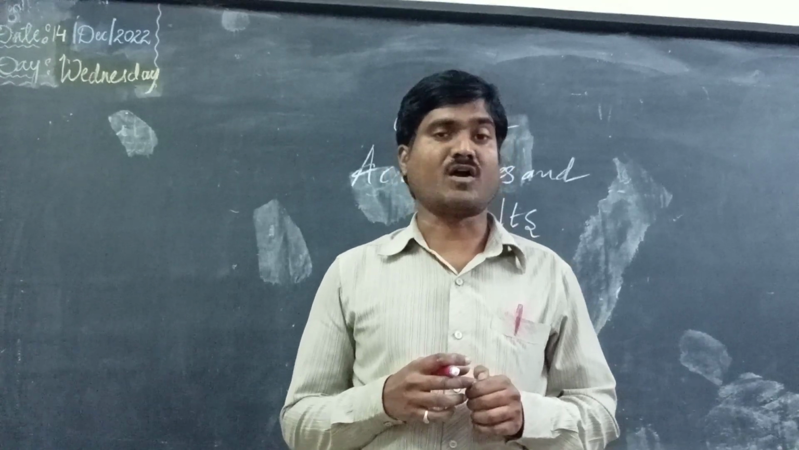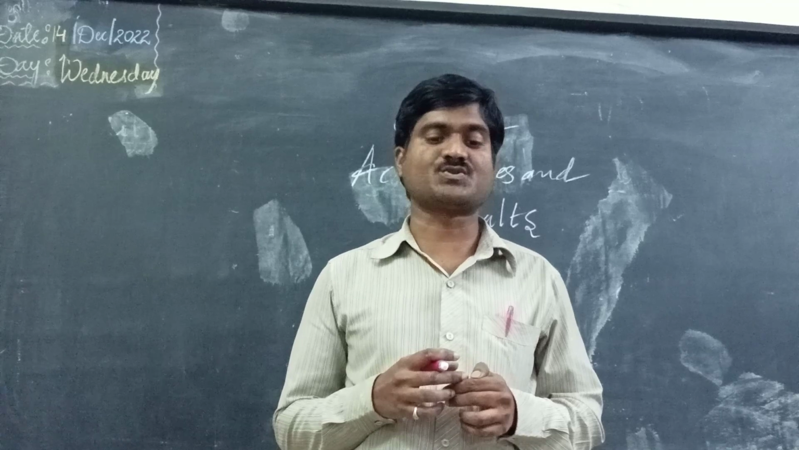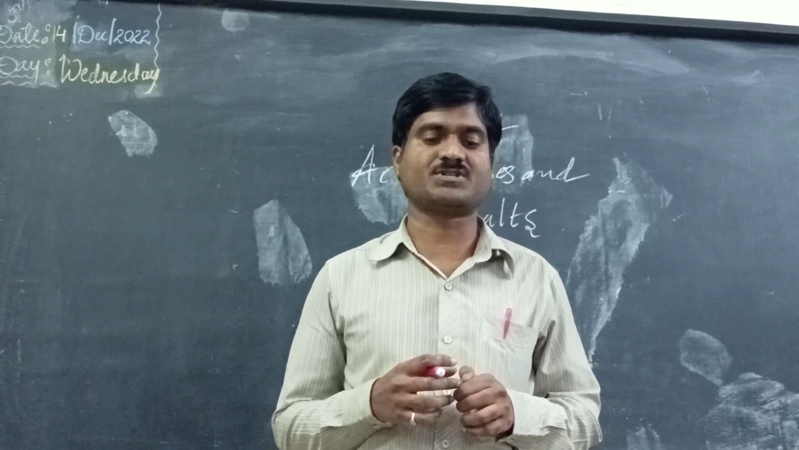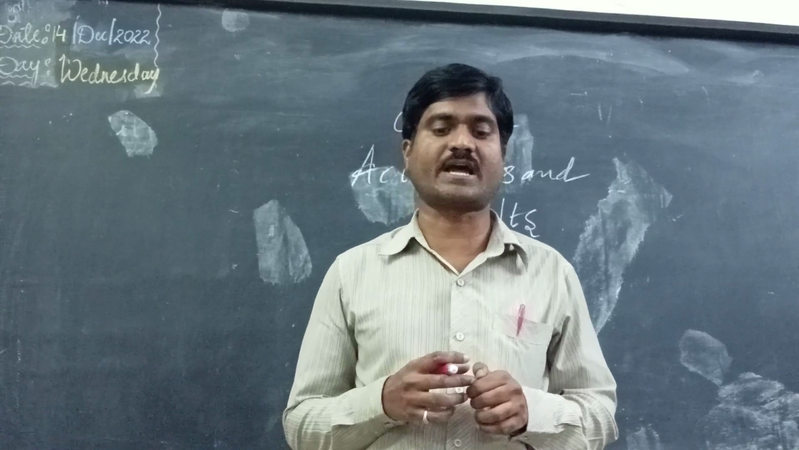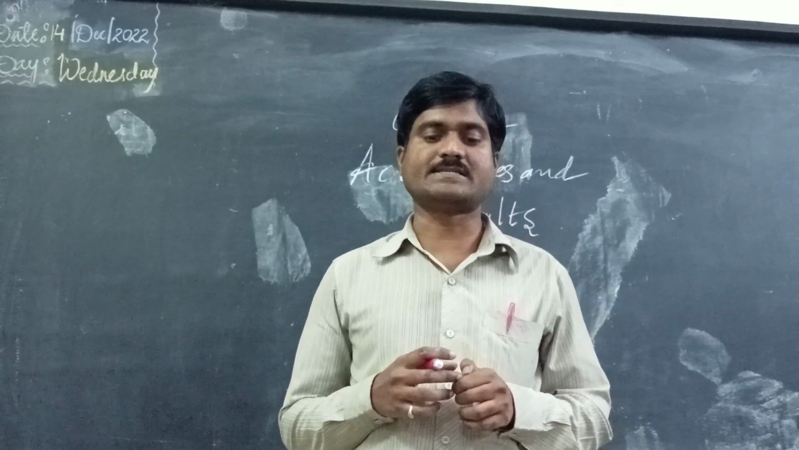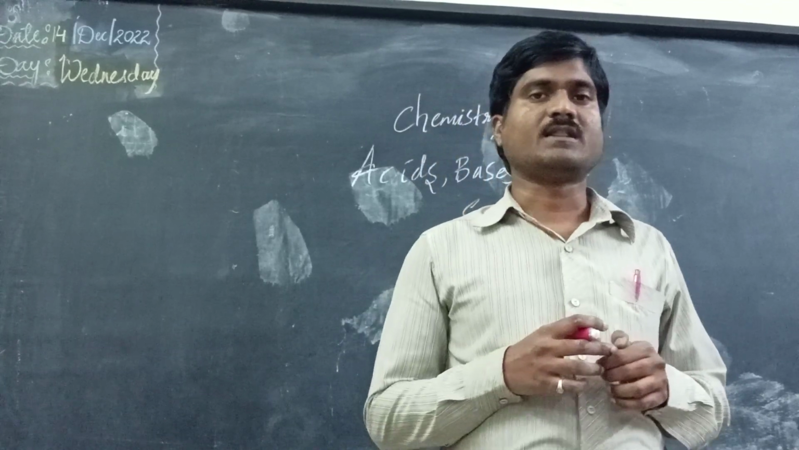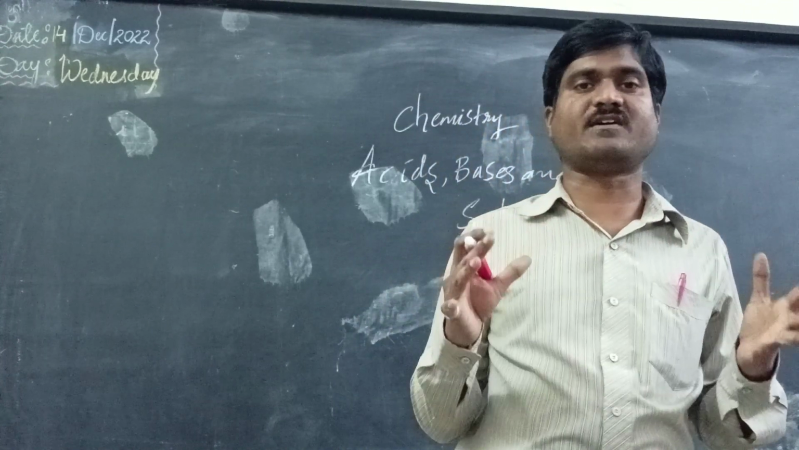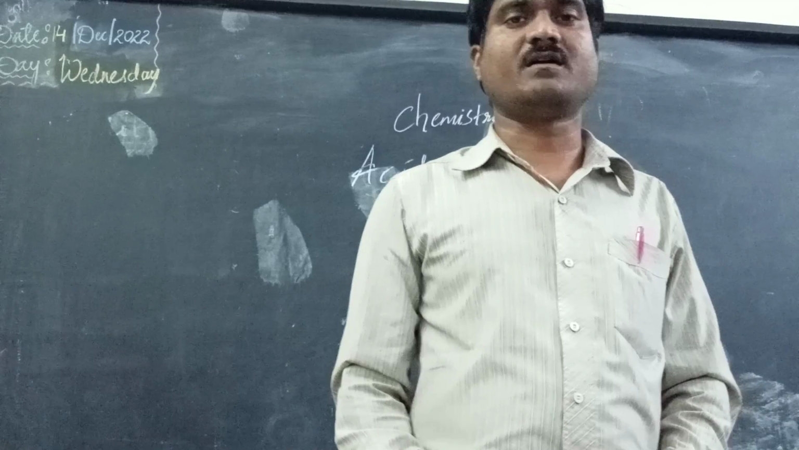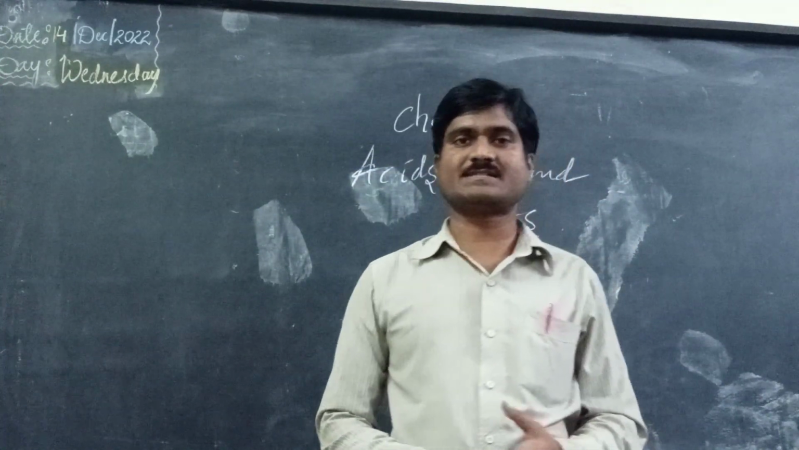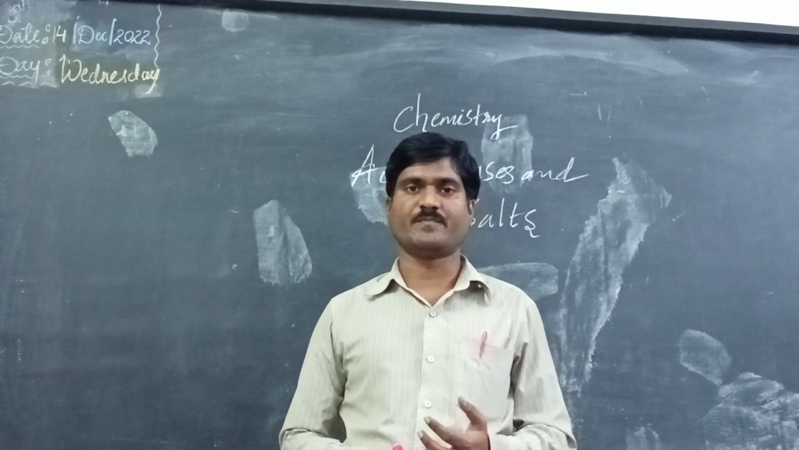And not only this, there are many natural materials like litmus, extract of red cabbage, turmeric solution, and extract of colored flowers. So there are different kinds of natural litmus paper and natural indicators that we can see.